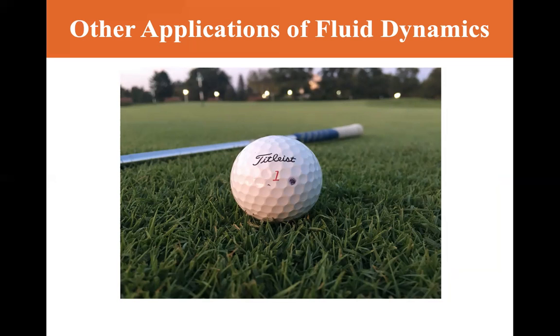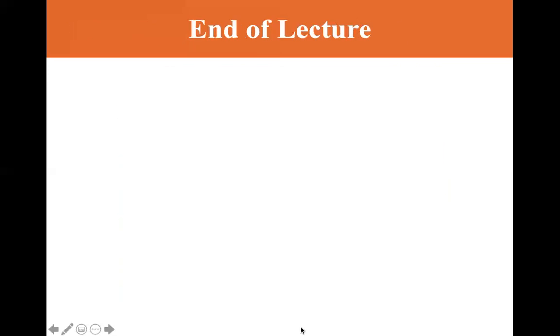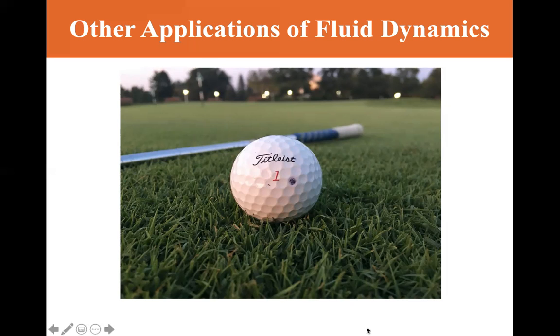You get the same thing with the threads on a baseball. The spinning of it is what allows the ball to grab the air, and it can be deflected and give you a curveball. And I believe that's it. That's the end of lecture. So that completes chapter 14.